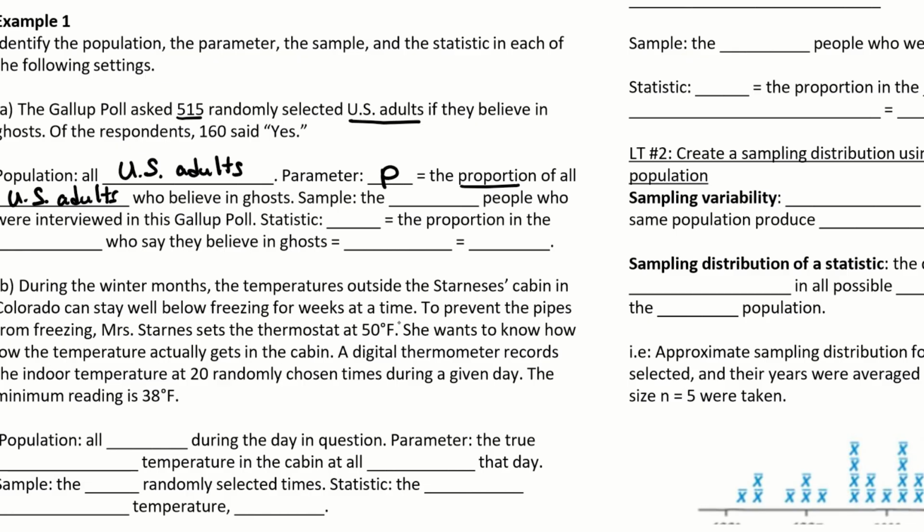Then we've got the sample. The sample is the 515 randomly selected folks who were interviewed. The statistic is 160 out of 515 that say yes, so that's going to be my p hat, the proportion in the sample who say they believe in ghosts, which in this case was 160 out of 515, which is 0.31.